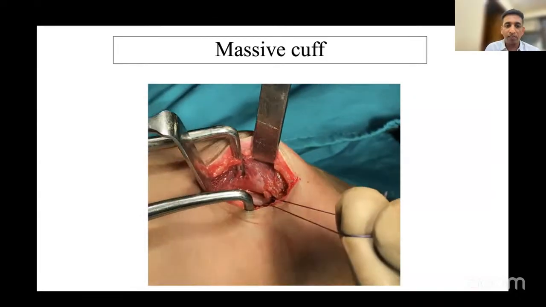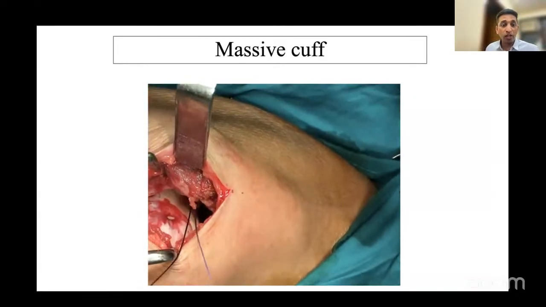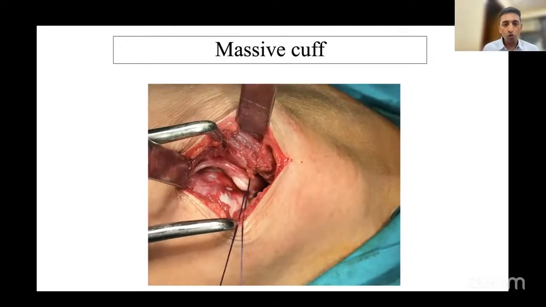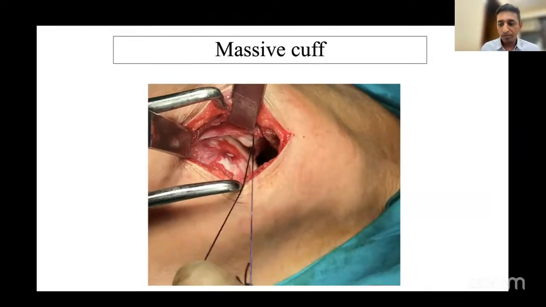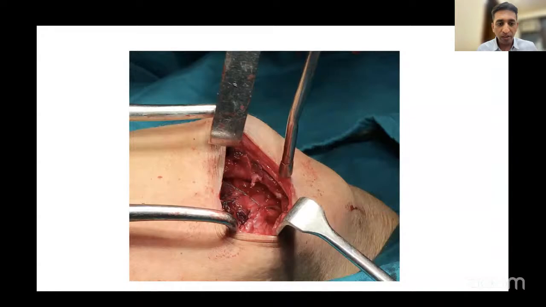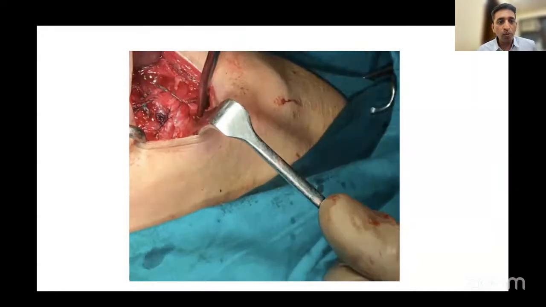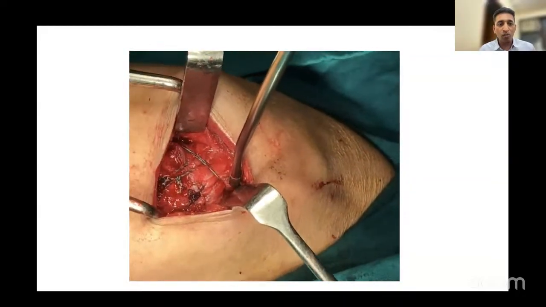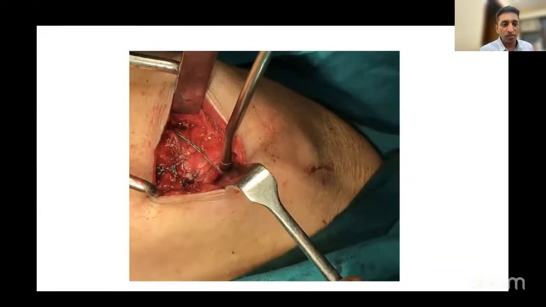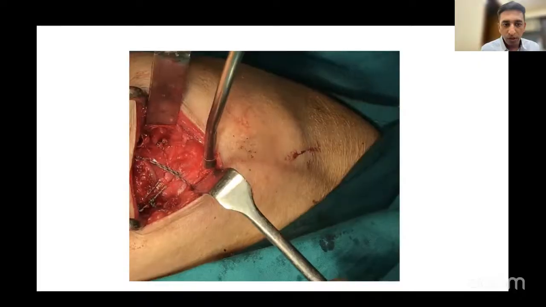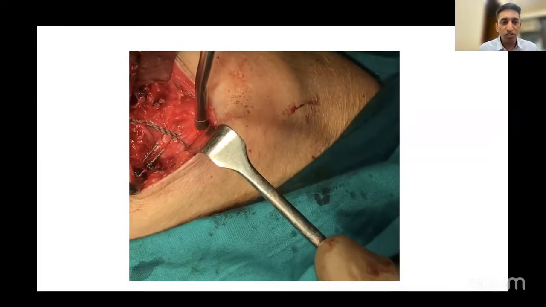So look at this. This is a very massive cuff tear. We can see the entire humerus is bald. Supra and infra are totally gone. And we can get a very nice repair with such a small incision, because the humeral head can be rotated and the entire part of the humeral head can be brought below the incision. So you do not need to make a very big incision.